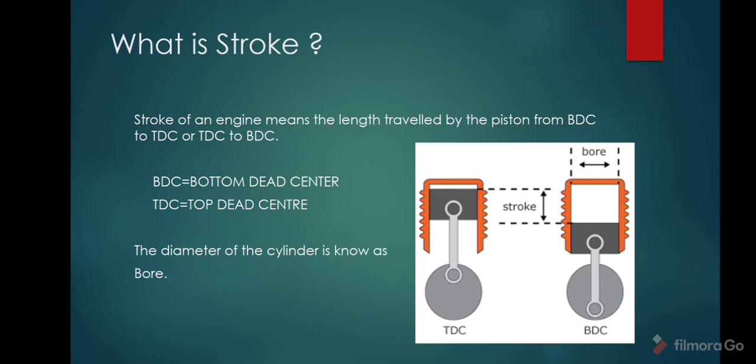Stroke of an engine is the distance traveled by the piston from top dead center to bottom dead center or from bottom dead center to top dead center, which means the length between the top dead center and bottom dead center is known as stroke. The diameter of the cylinder is known as bore.